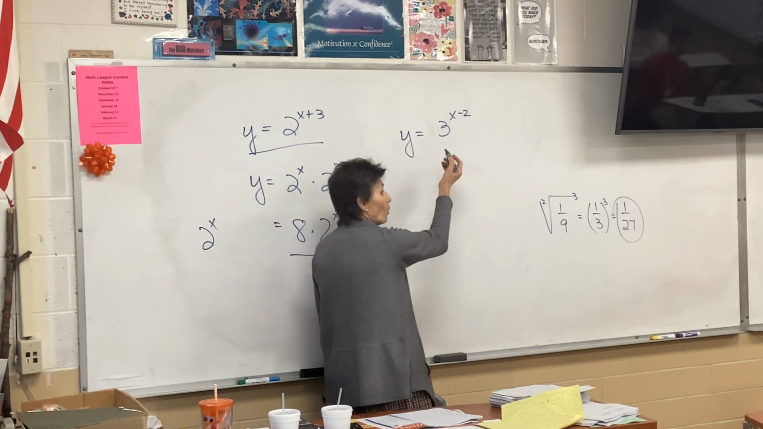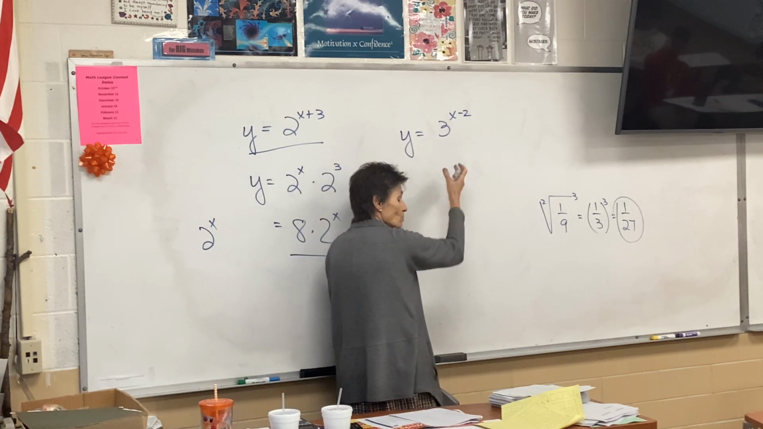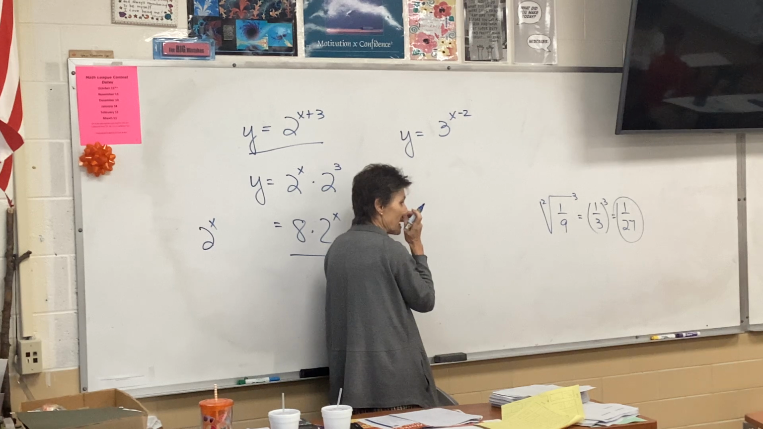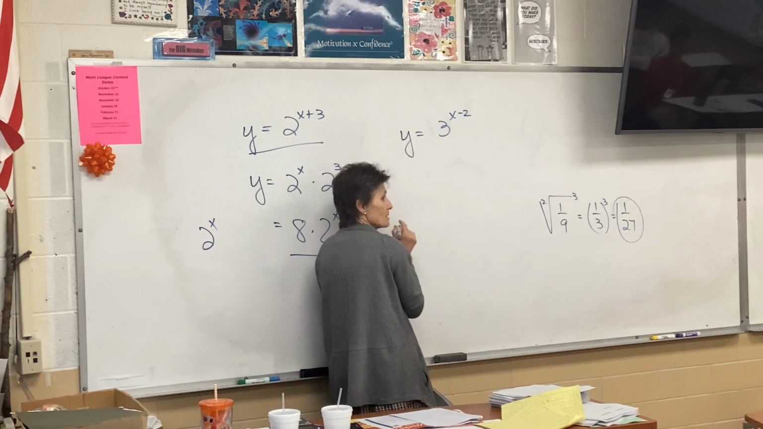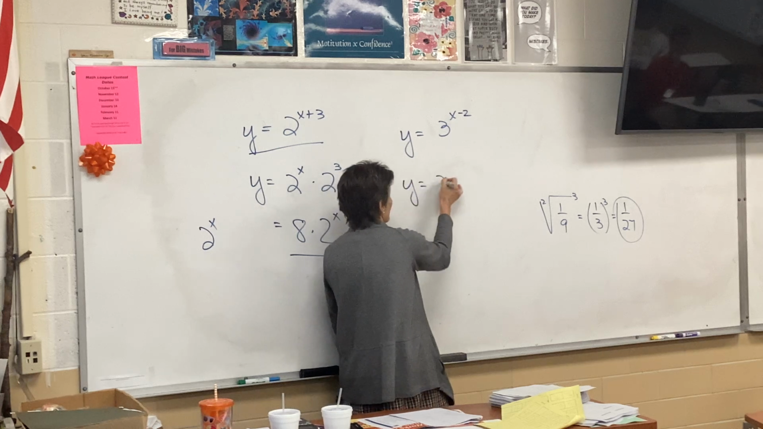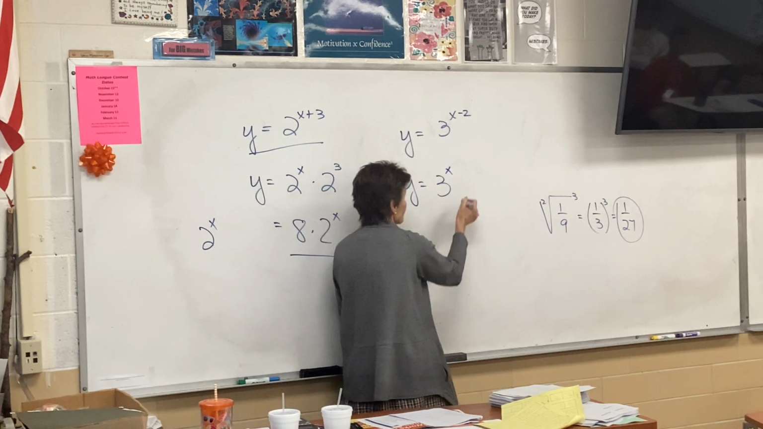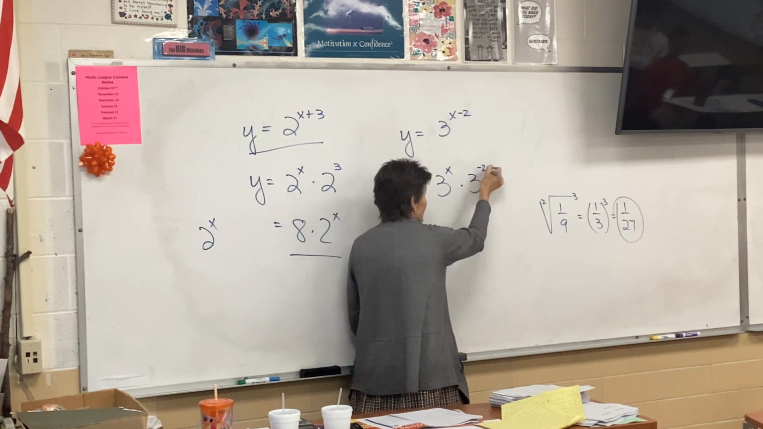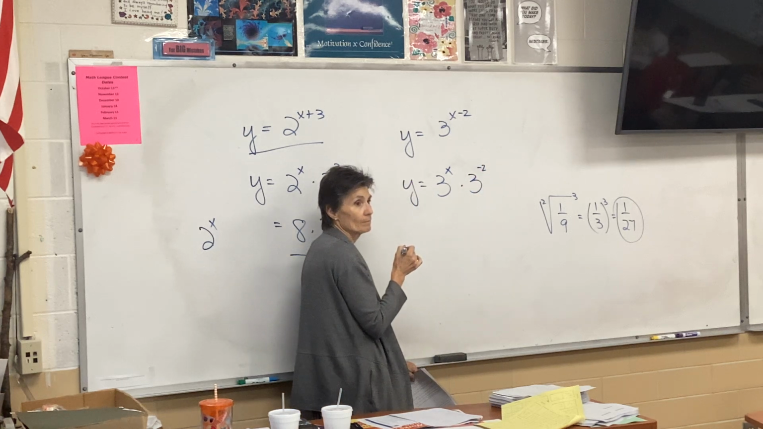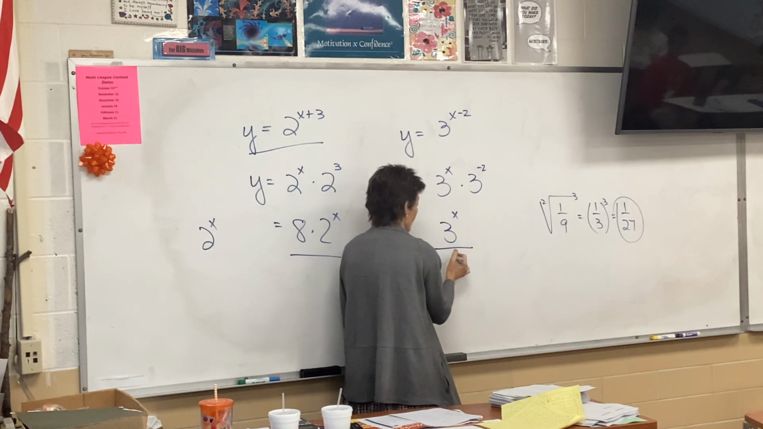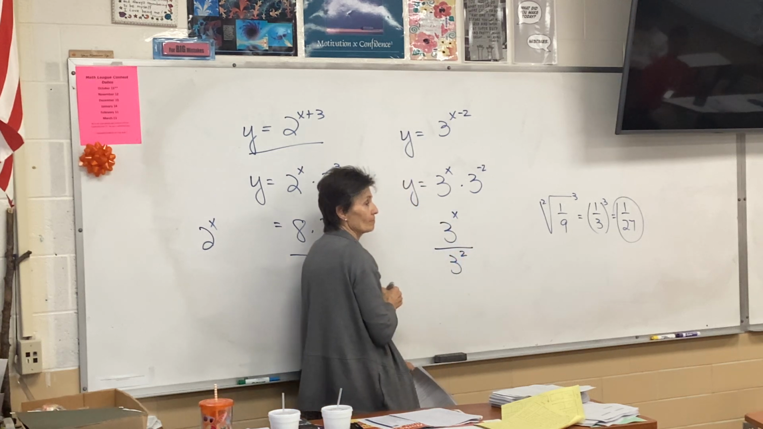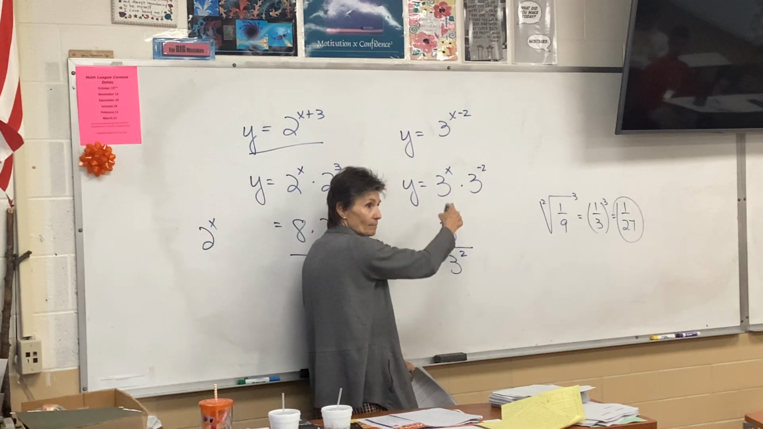Okay, so we know horizontally, if you had to describe this horizontal translation, you would say I'm going to move everything right 2, all my x's right 2. But if I have to express this vertically, I'm going to make it 3 to the x times 3 to the negative 2, or 3 to the x over 3 to the second. Are those the same thing? Those okay?